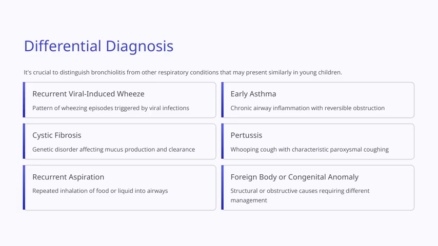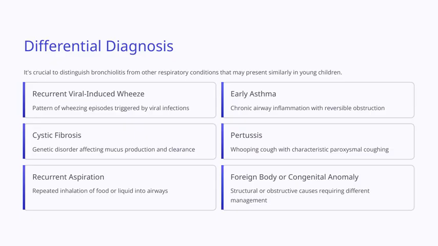When evaluating a young child with respiratory symptoms, it's really important to differentiate bronchiolitis from other conditions that can look similar. For example, recurrent viral-induced wheeze is common. These are episodes where wheezing occurs repeatedly, often triggered by viral infections. Recognizing this pattern helps us understand that the underlying cause is often related to viral triggers leading to airway narrowing. Early asthma is another consideration. It involves chronic airway inflammation, but what's key here is that the obstruction is typically reversible with treatment. So, if we see signs of persistent wheezing that improve with medication, asthma might be the culprit.